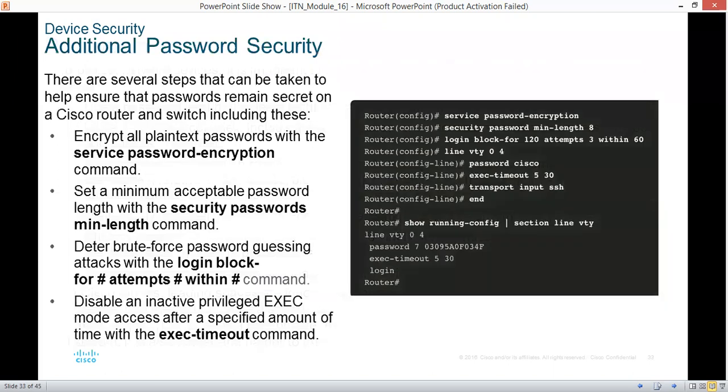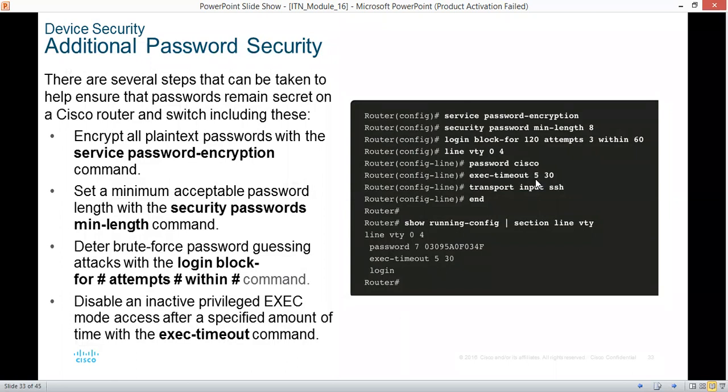Additional password security. There are several steps that can be taken to help ensure that passwords remain secret on a Cisco router and switch, including these. Encrypt all plain text passwords with secret password encryption. Then set a minimum acceptable password length with security passwords. You can set a length and a time that it will time out, and deter brute force password guessing attacks with a login block-for attempt, and then disable inactive privilege exec mode access after a specific amount of time. That is where you use the exec-timeout.